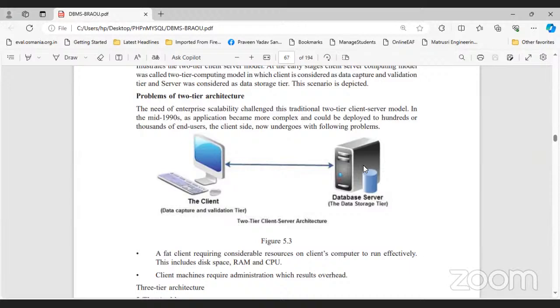Amazon system is the server. This is called the two-tier architecture. One-tier architecture and the two-tier architecture.